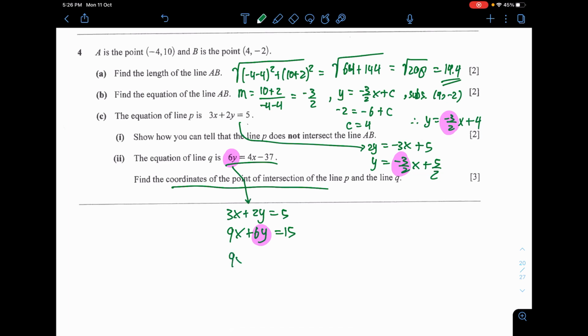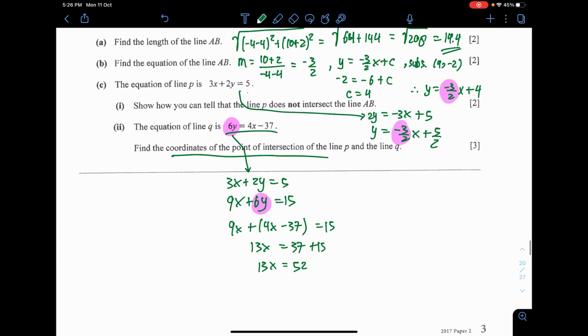So then I got 9x plus (4x minus 37) equals 15. So then I got 13x. The 37 I'll kick it to the other side, so then I got 37 plus 15, which is 52. And you divide the 13 away, I'll get x equals 4. So then y must be negative 7 over 2.